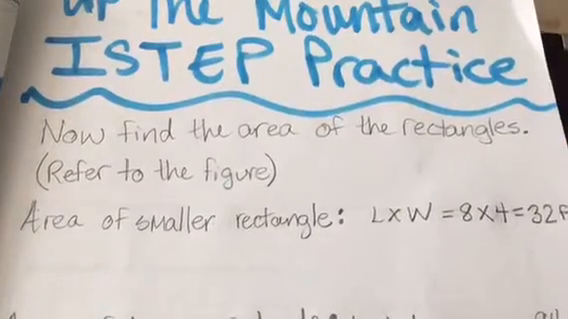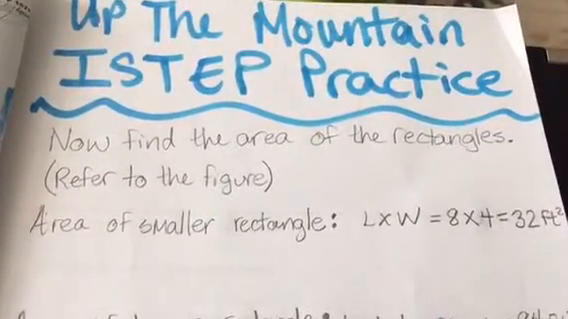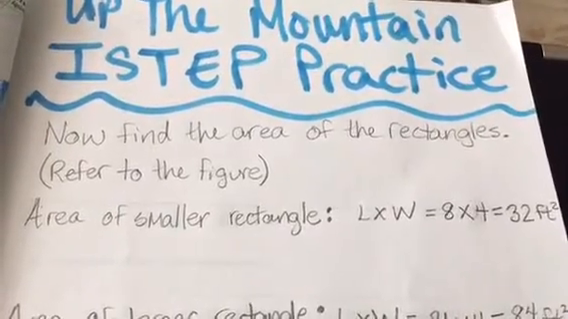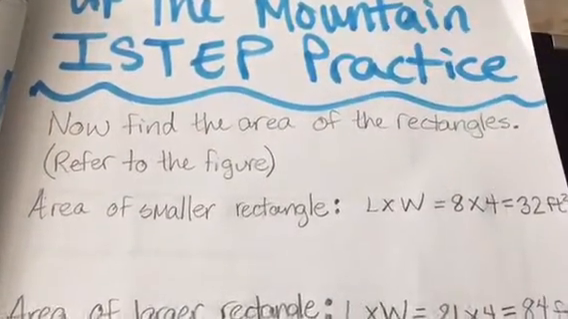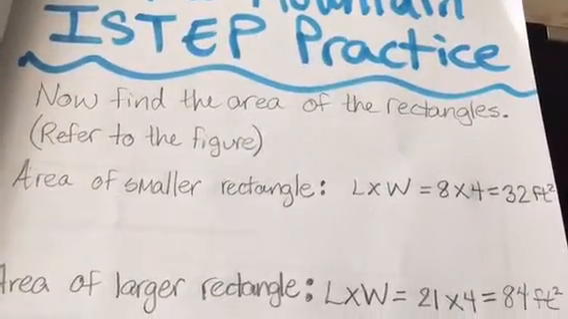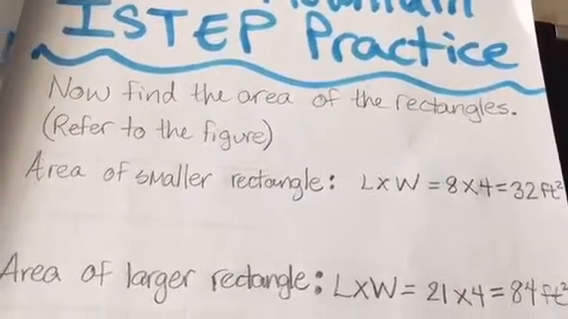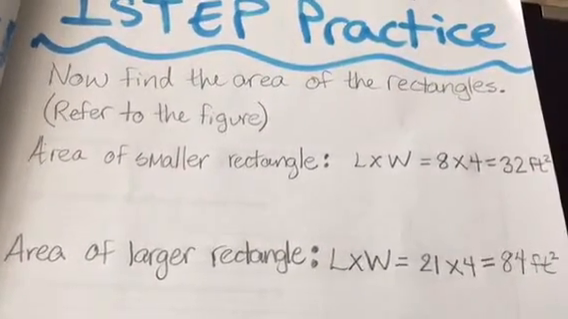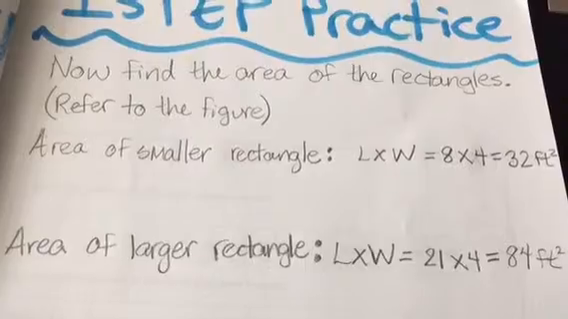We have a formula for area of a rectangle, and that's length times width. Since we have two different size rectangles, we'll find the area for each separately. So the first, of course, is 8 times 4, and that's 32 square feet. And then the area of the larger is 21 times 4, which is 84 square feet.